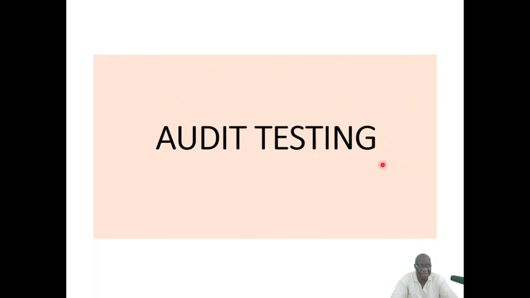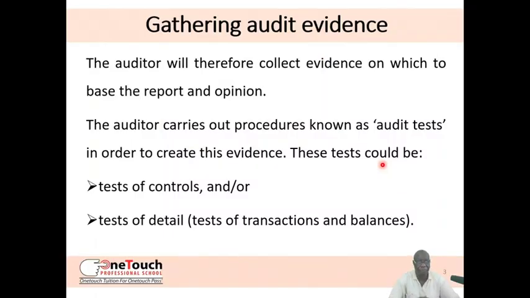So the first thing is audit testing. You need to test the system or to test transactions, and then you come out with your test results. The test results will go into the opinion. So the testing goes with gathering audit evidence. If you are testing, it means you are obtaining audit evidence. The auditor will therefore collect evidence on which to base the audit, to base the report and opinion.